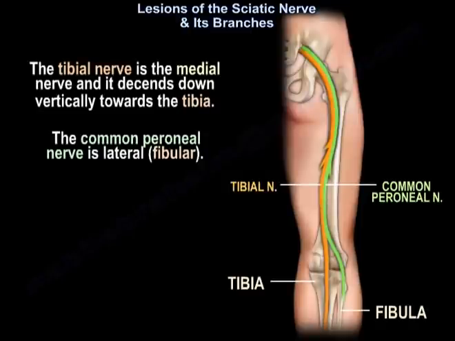The tibial nerve is the medial nerve and it descends down vertically towards the tibia. The common peroneal nerve is the lateral nerve, it's the fibular nerve.